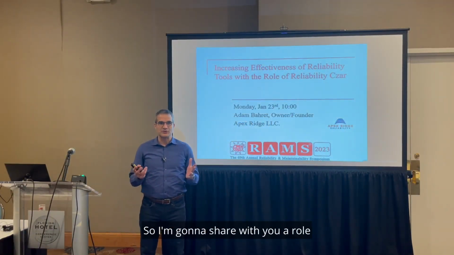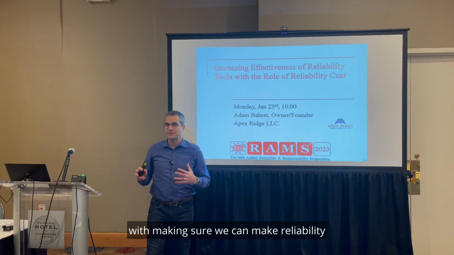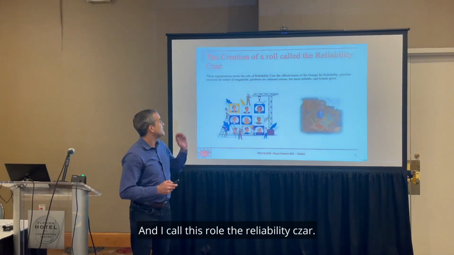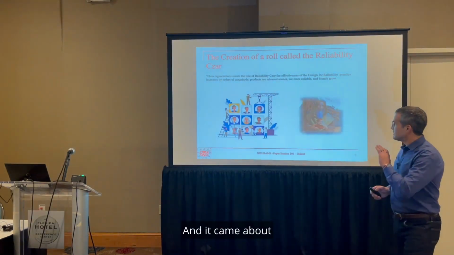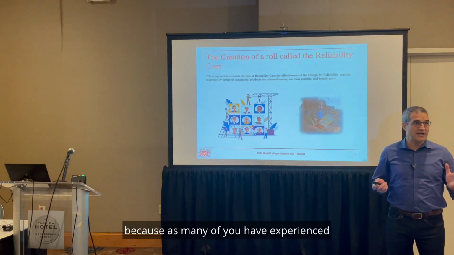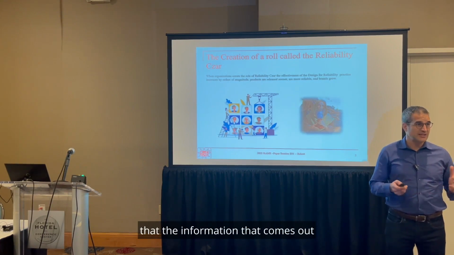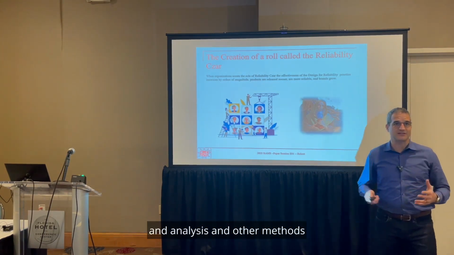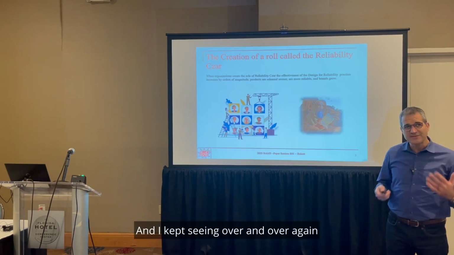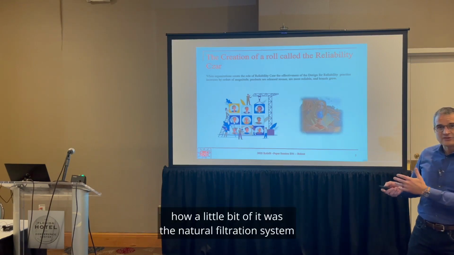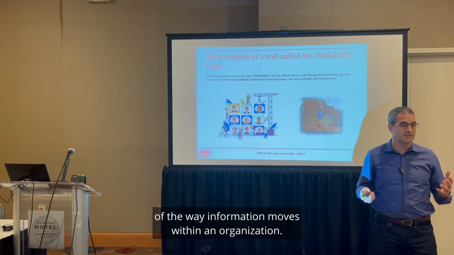I'm going to share with you a role that I found to be very powerful in making sure we can make reliability as effective as possible. I call this role the Reliability Czar. It came about because, as many of you have experienced in reliability organizations, the information that we work so hard to create in test and analysis and other methods or field data doesn't get to where it needs to be. I kept seeing over and over how a little bit of it was the natural filtration system of the way information moves within an organization.